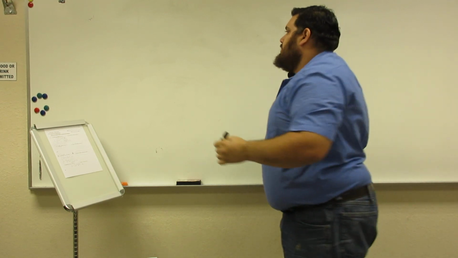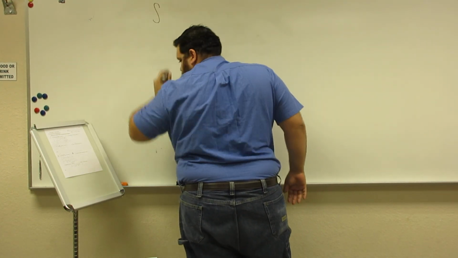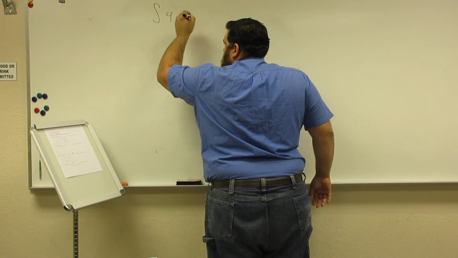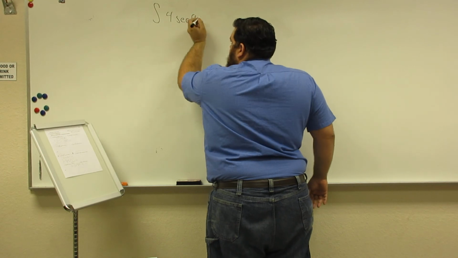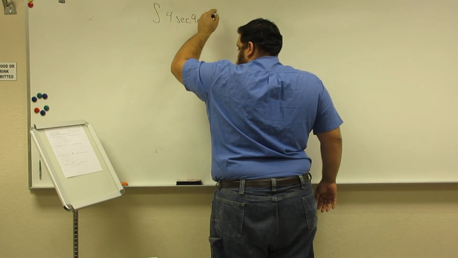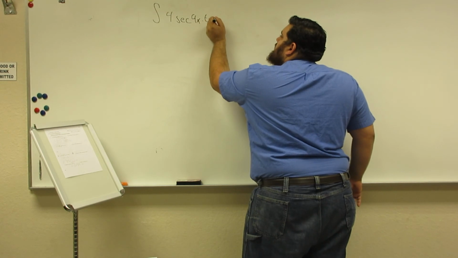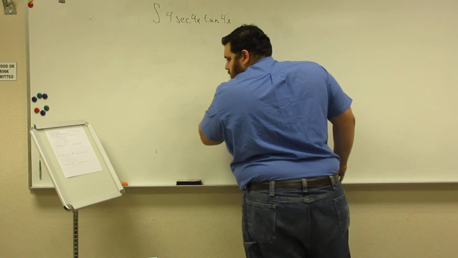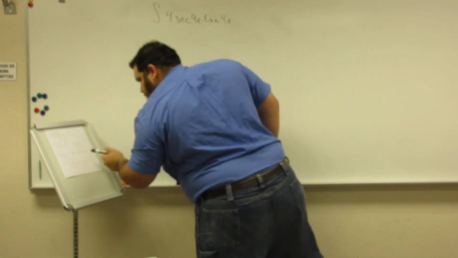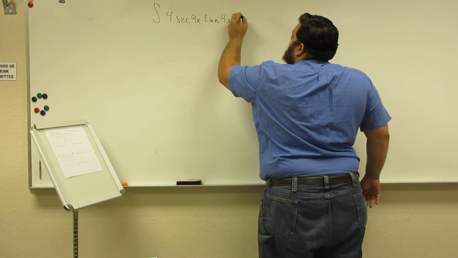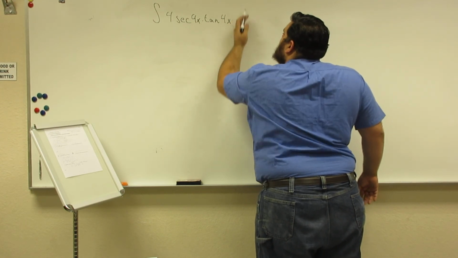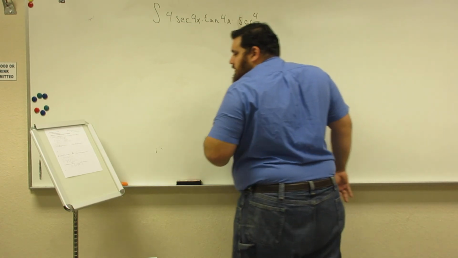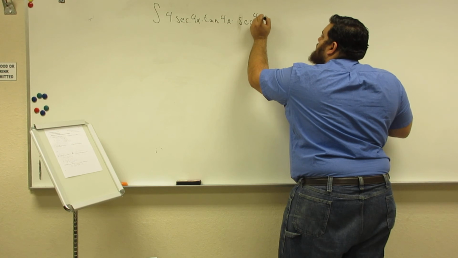Next, we will do the integration of 4 secant of 4x times the tangent of 4x times the secant raised to the 4th power of 4x.